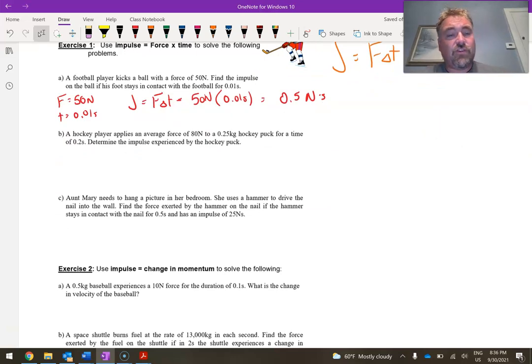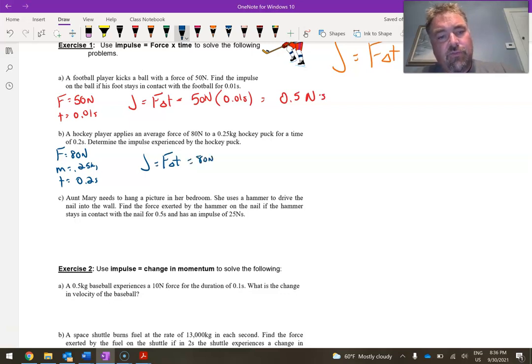All right, so let's look at B. A hockey player applies an average force of 80 newtons to a mass of 0.25 kilograms for a time of 0.2 seconds. Determine the impulse. Well, J is equal to F times delta T, force times time, so we don't need the mass for this one. We take the 80 newtons and multiply that by the 0.2 seconds, and we get 16 newton seconds. Remember that oftentimes they'll give you more information than you need. You have to put down what you have, what you're looking for, and then find the equation that lets you solve for that. You don't necessarily have to use all of the information they give you.